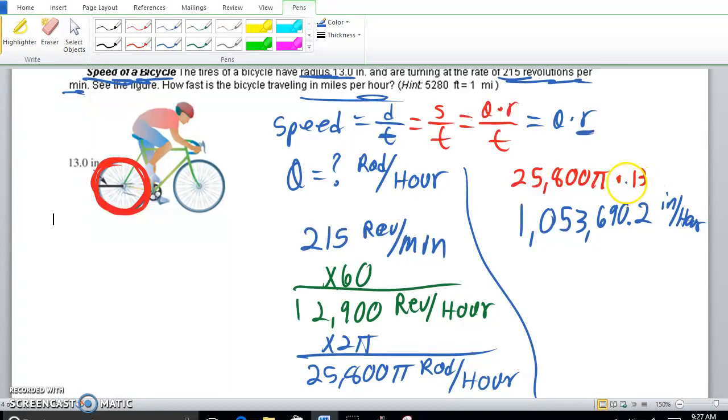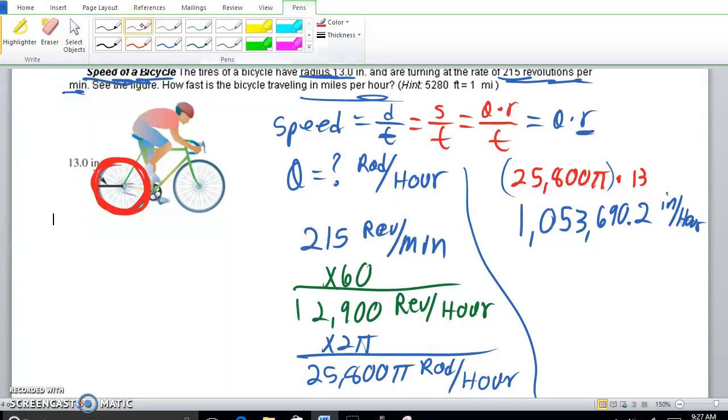So I went ahead and multiplied this together right here, 25,800 pi times 13. And so it gave me 1,053,690.2 inches per hour. Okay, so that asked for miles per hour. So we're going to have to scale inches all the way up to miles. And you could do it all at once, but I'm thinking most people, it'll be easier if we do it in 2 steps instead of 1.